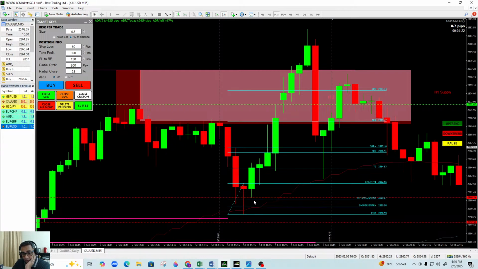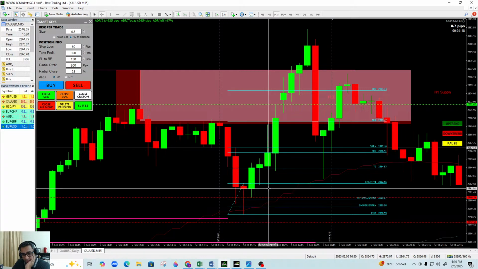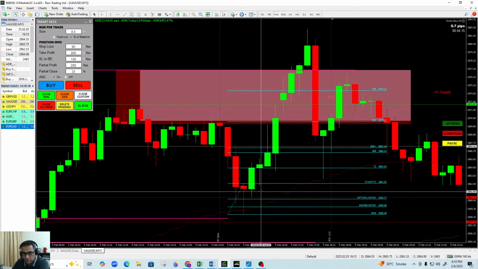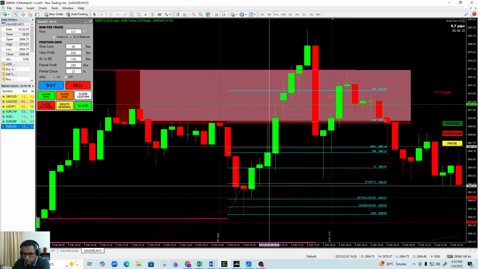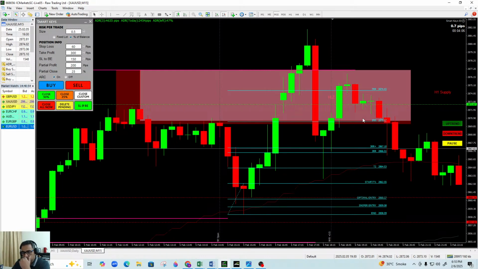Now that trade worked really well. I had a stop loss of about 35 pips, 40 pips at the most, and price moved up here. That's just over 100 pips to 2872, right? So that's a fairly decent RR on that trade.